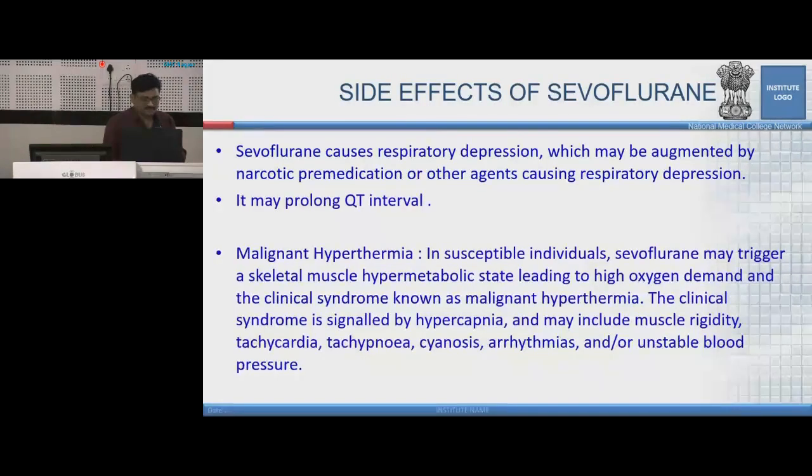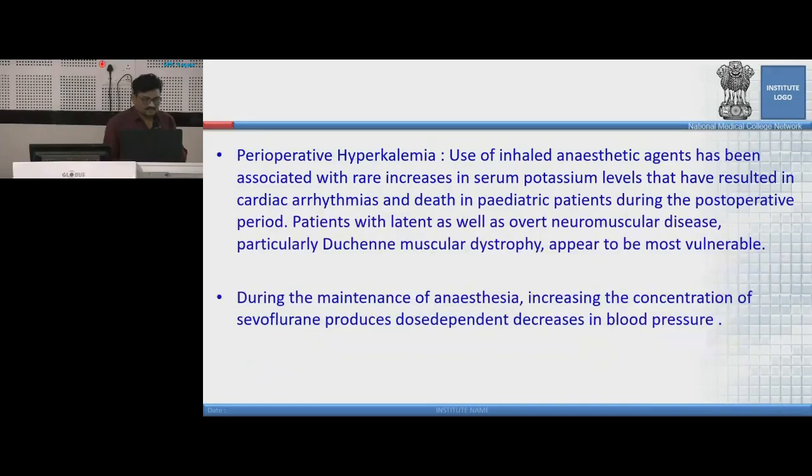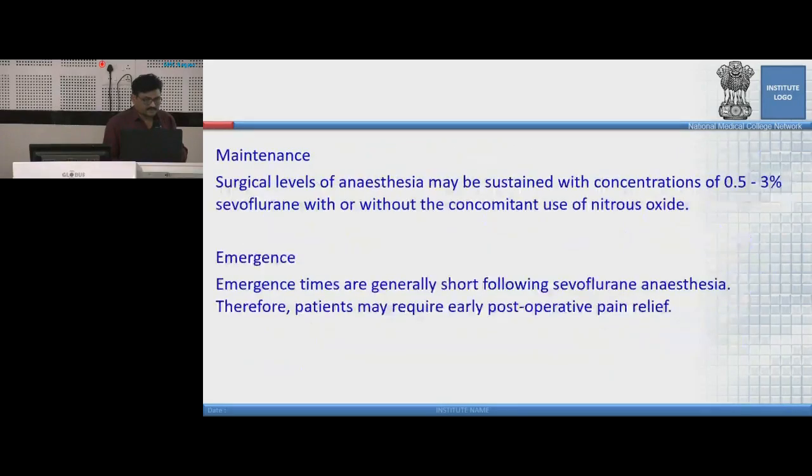Side effect of sevoflurane, it causes respiratory depression by augmenting narcotic premedication or other agents causing respiratory depression. It may prolong QT interval. It causes malignant hyperthermia. Sevoflurane we use as a maintenance for surgical anesthesia may be sustained with concentration 0.5 to 3% with sevoflurane without concomitant use of nitrous oxide.